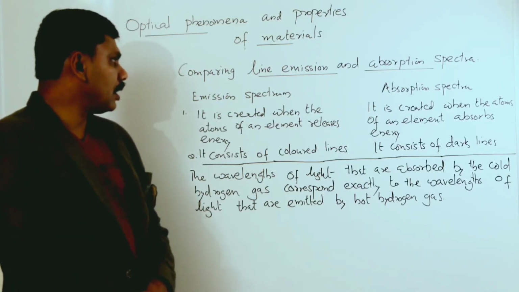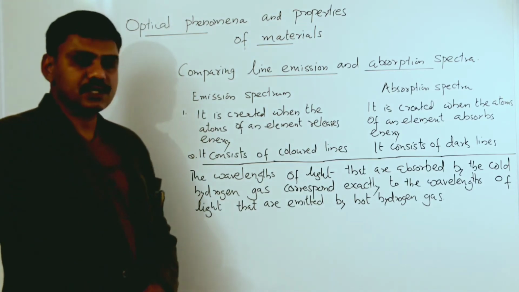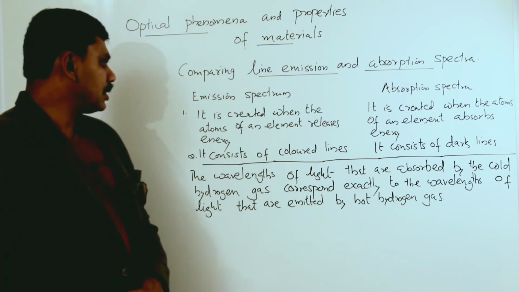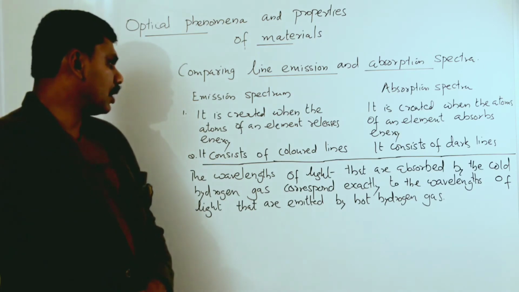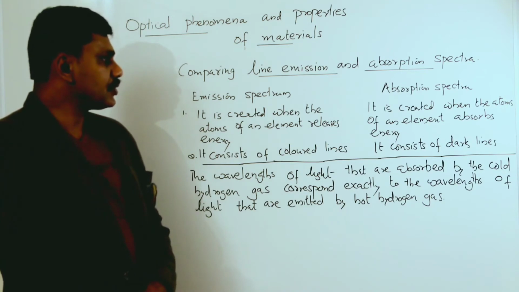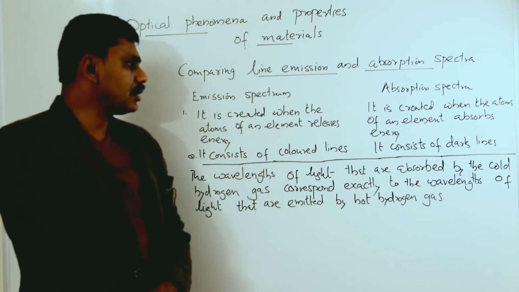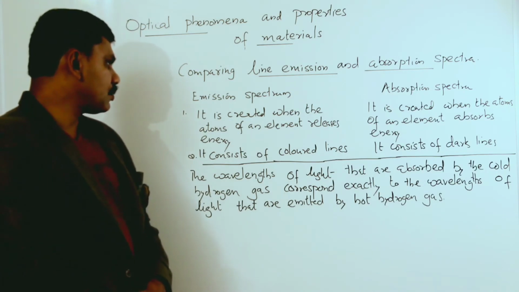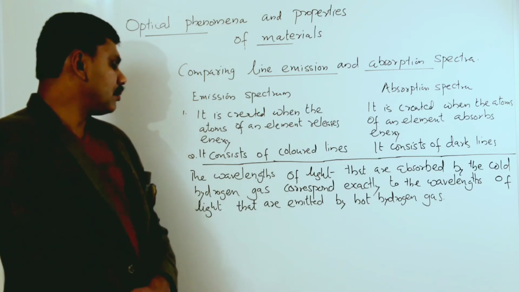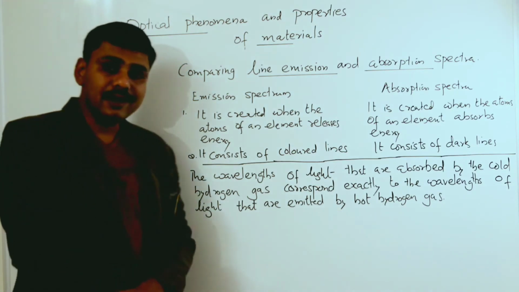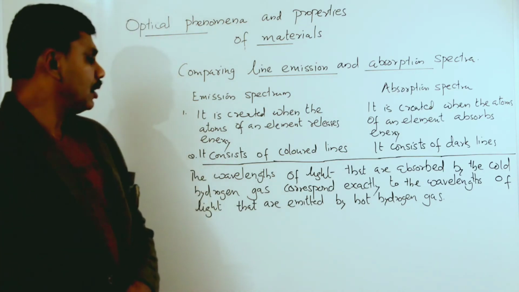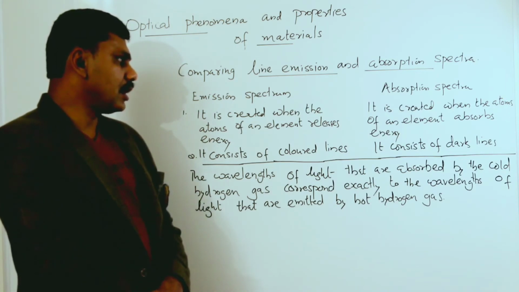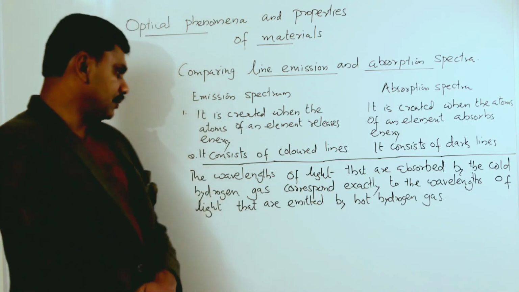Next is comparing line emission and absorption spectra. An emission spectrum is created when the atoms of an element release energy. An absorption spectrum is created when the atoms of an element absorb energy.